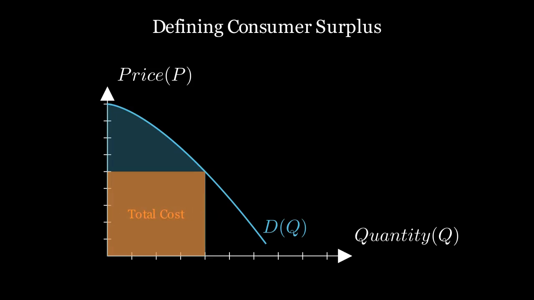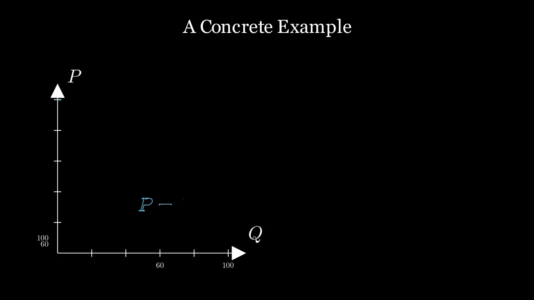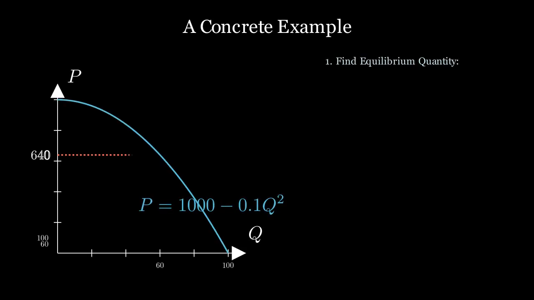To find the consumer surplus, we take the area under the demand curve and subtract the area of the expenditure. In terms of integrals, consumer surplus CS is the definite integral from 0 to Q star of the demand function D of Q minus the constant price P star. Mathematically, CS equals the integral from 0 to Q star of D of Q minus P star dQ.